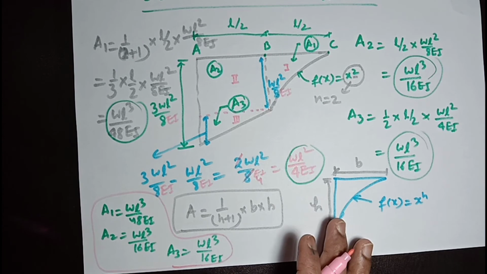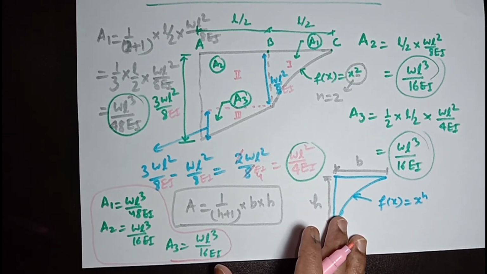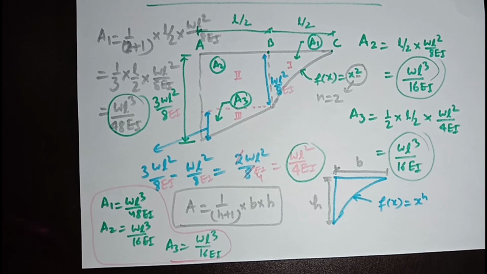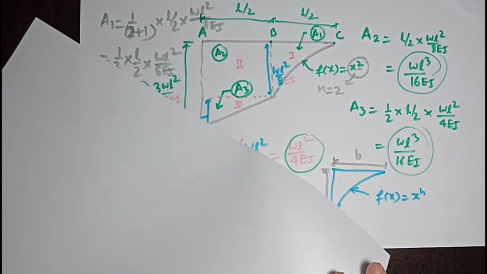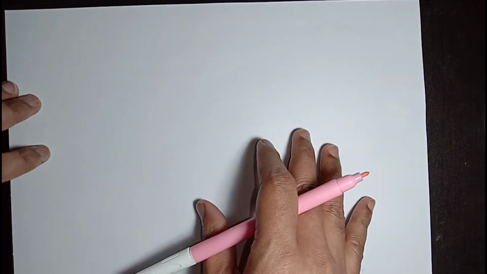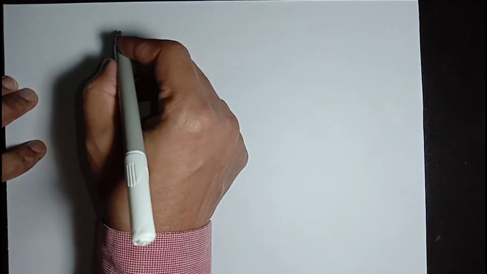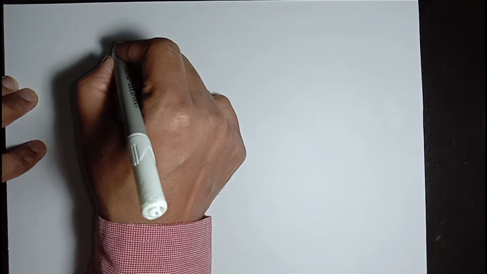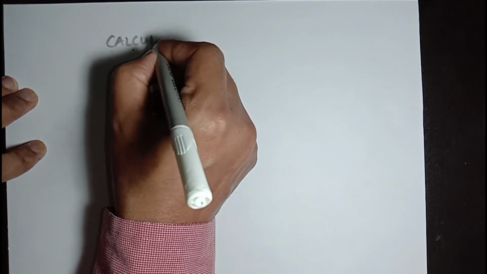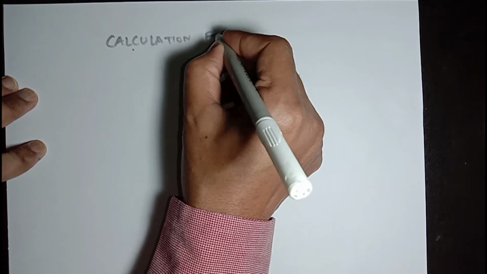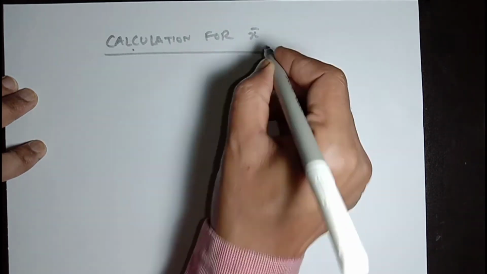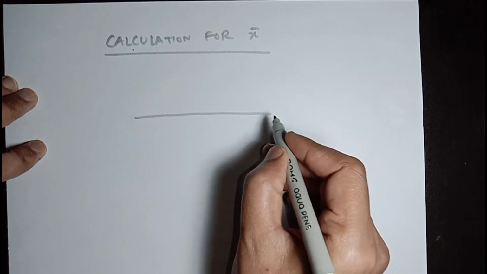Now I will be calculating the centroid of this M over EI diagram. You can say respective centroid of the different regions. So here I am going to redraw the M over EI diagram. Now here we can give a calculation for x bar centroid.